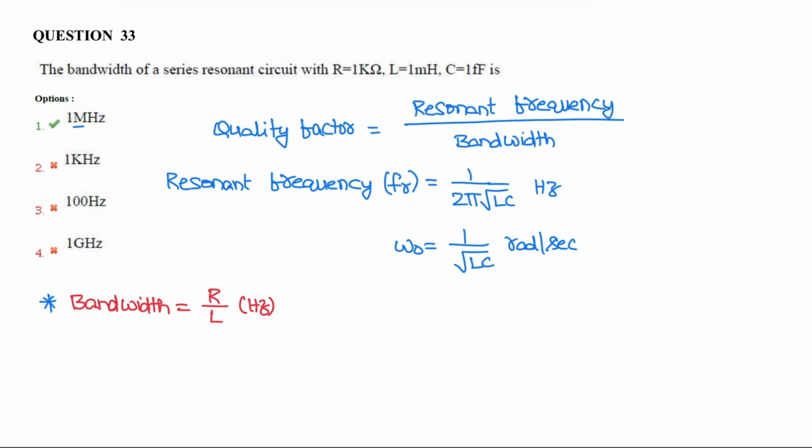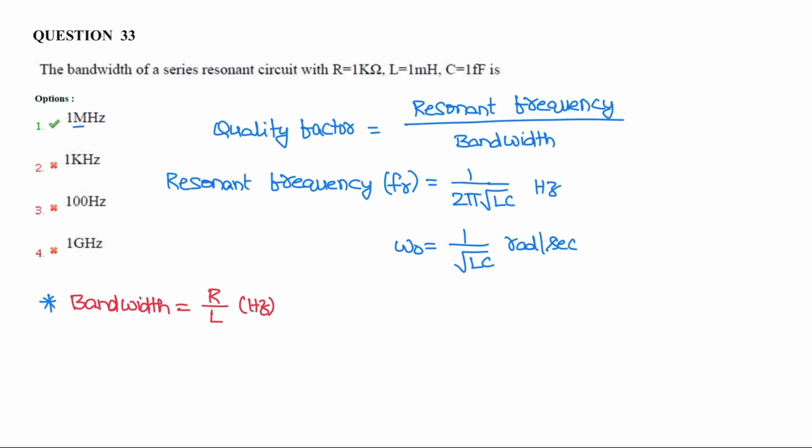Next question. The bandwidth of series resonant circuit with resistance 1 kilo ohm, inductance 1 millihenry, capacitance 1 femtofarad is. We know that the formula for quality factor, bandwidth and frequency relationship is quality factor is equal to resonant frequency by bandwidth. Resonant frequency is 1 by 2 pi square root LC in hertz, or omega naught is equal to 1 by square root of LC radian per second.